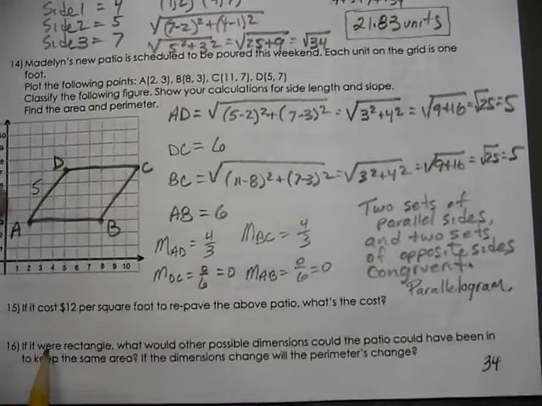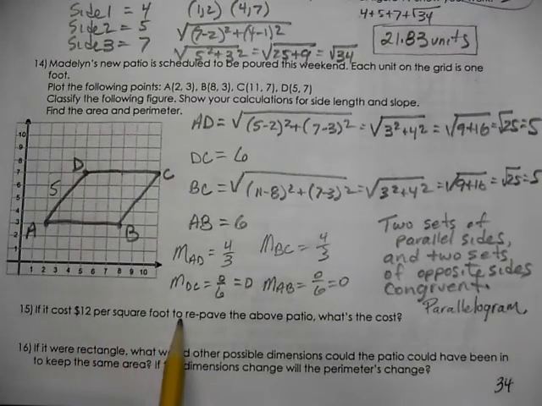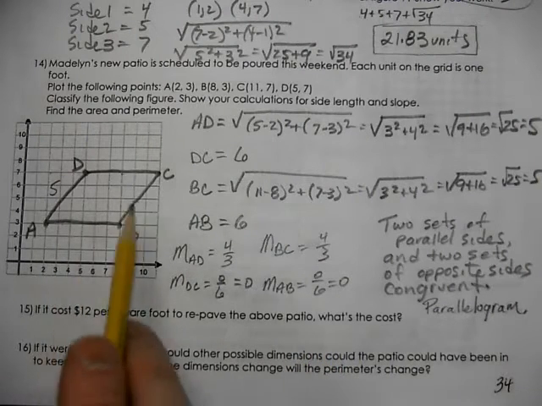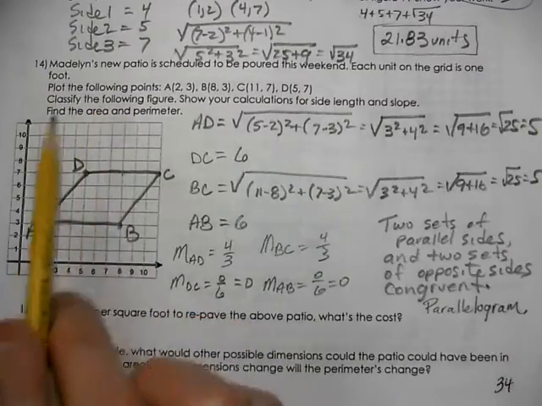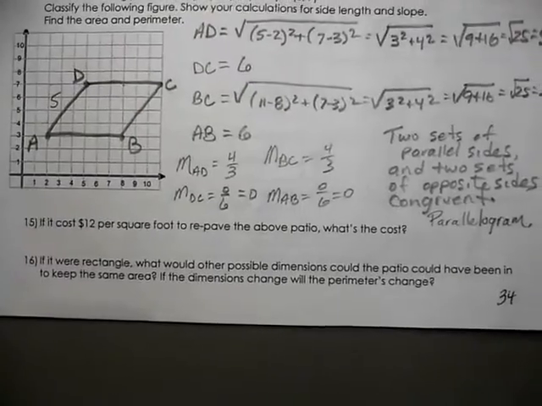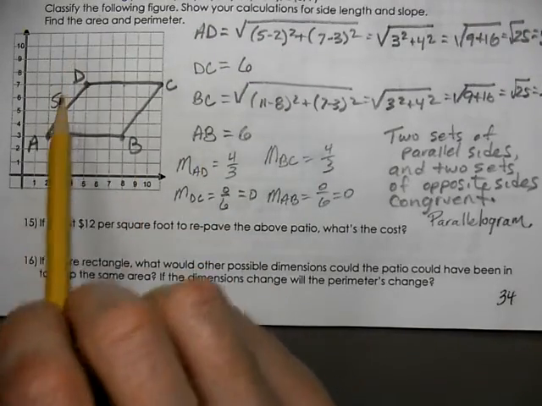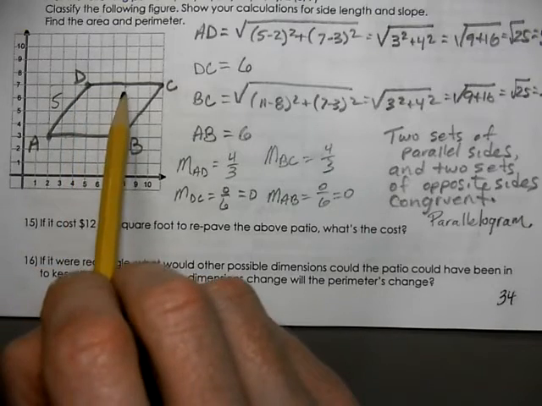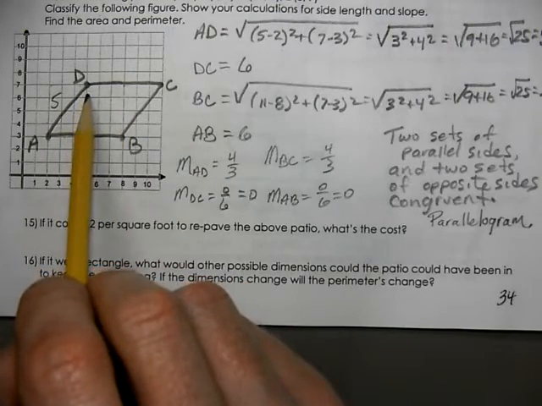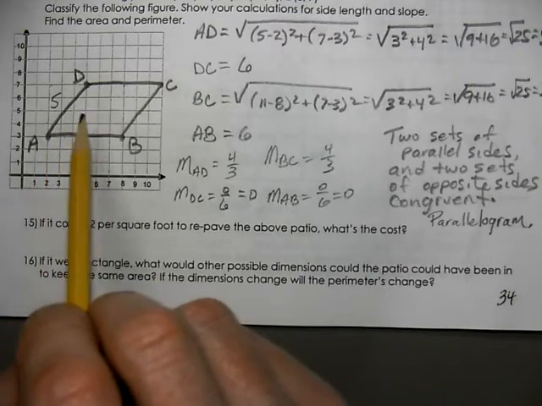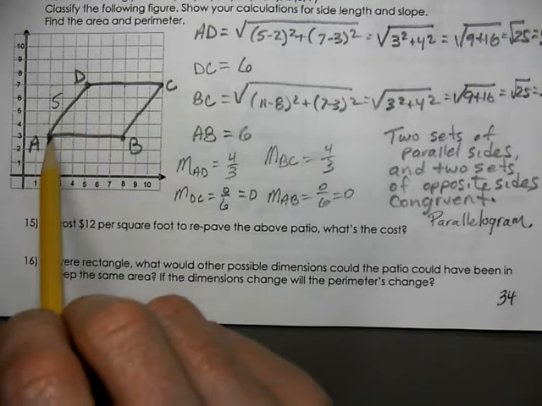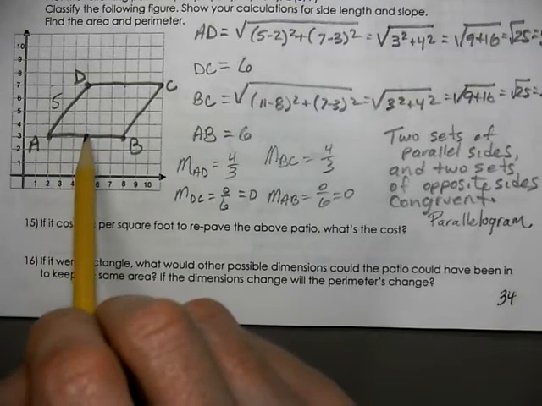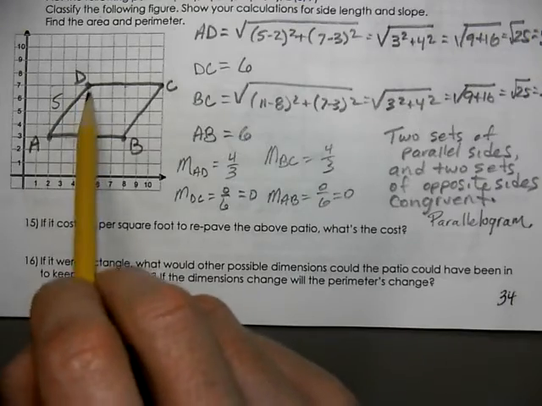If it costs $12 per square foot to repave this patio, what's our cost? So we need to find the area of this. We need to find the area and the perimeter. So to calculate the area we could break it into triangles. We could also use the fact that the area of any parallelogram is base times height. You just got to figure out what is the height. The base is 6. The height has to be perpendicular to that base.